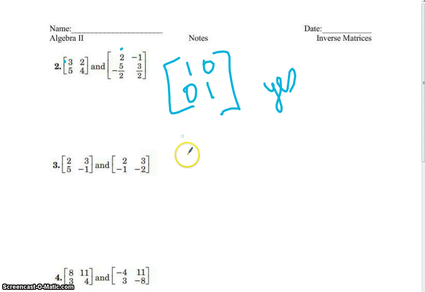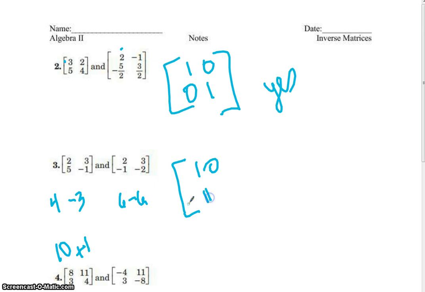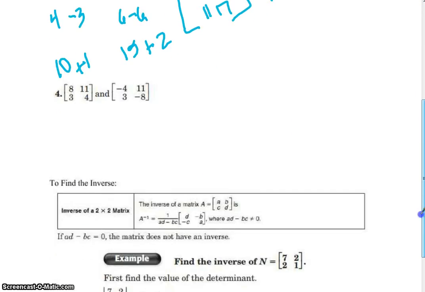You can use your calculator when you're punching that in, or you can show what you're doing. It doesn't matter. So we're going to say 4 minus 3 is 1. We're going to say 6 minus 6 is 0. 10 plus 1 is 11. And then 15 plus 2 is 17. It's not the identity matrix, so no, they are not inverse.